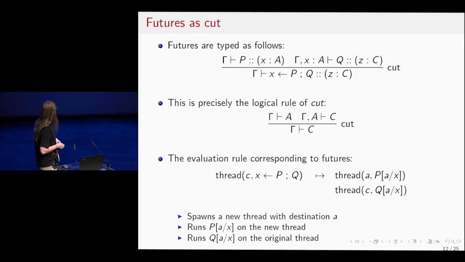And the evaluation rule is quite simple for this. If we have a thread that's evaluating a future, this can simply take a step to two separate threads, one evaluating the left-hand side P and one evaluating the right-hand side Q. So we spawn this new thread to run P and continue running Q on the original thread.